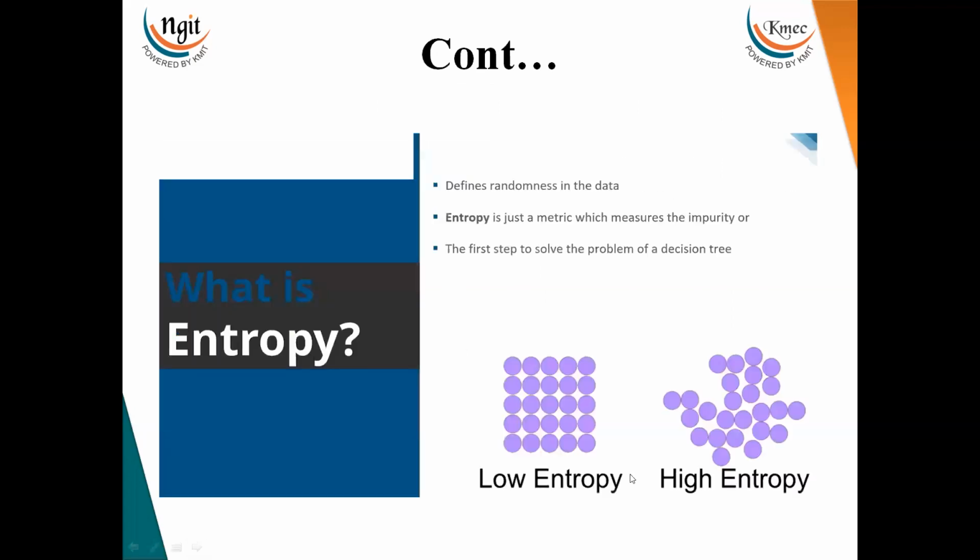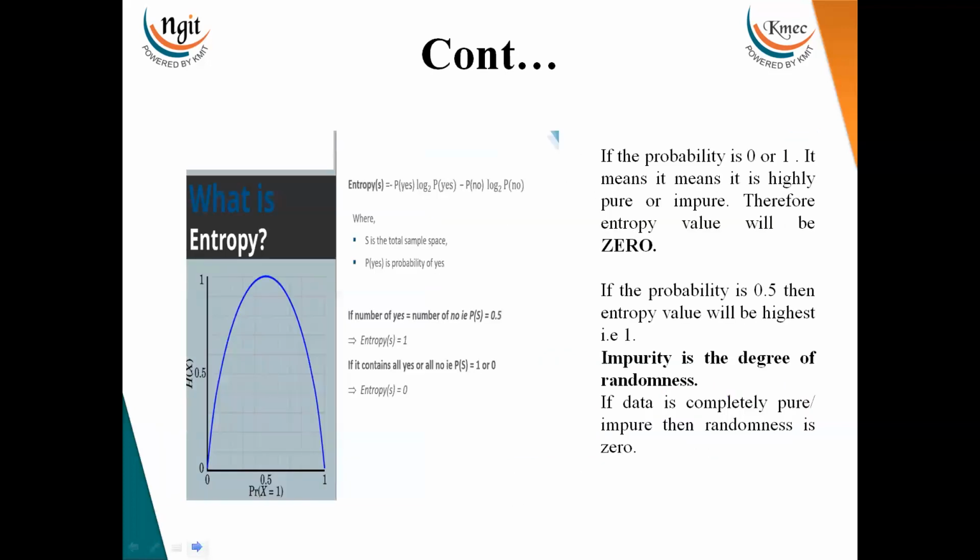Now, what exactly is entropy? Entropy defines the randomness of your data. Randomness of your data is one measure of the impurity available in the data. The more impurity you have, the more it will affect the entropy of your data. See here what I'm saying.